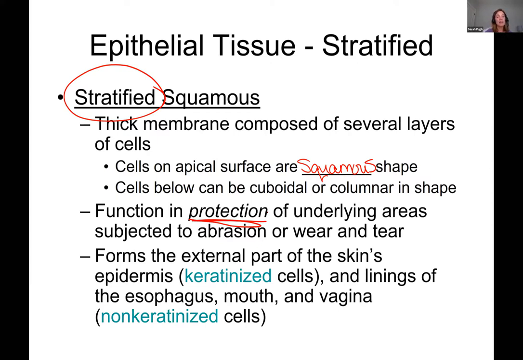Now, if we think about this bottom bullet and all the places we're finding stratified epithelium, right? We have it in our skin. It's there for protection. We have it lining our mouth. It's there for protection, right? We don't all eat applesauce and baby food every day.